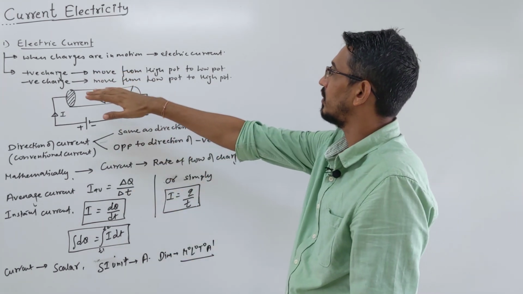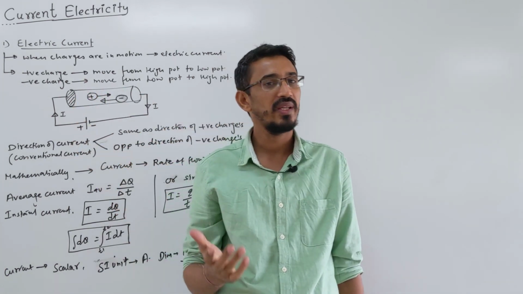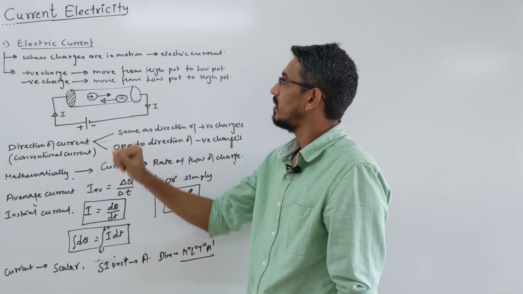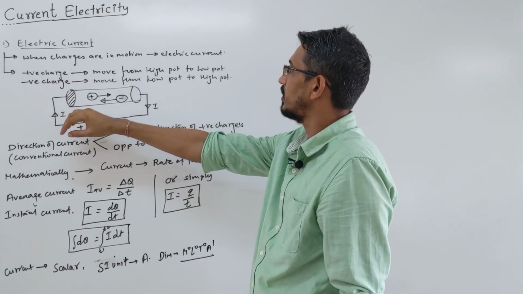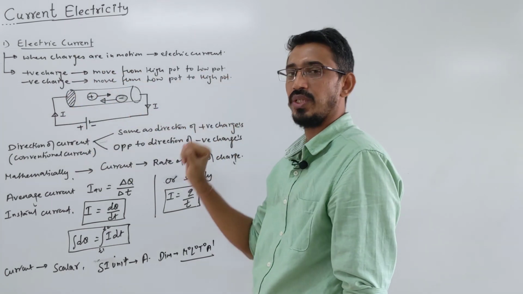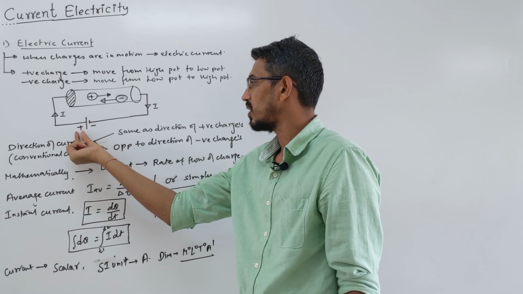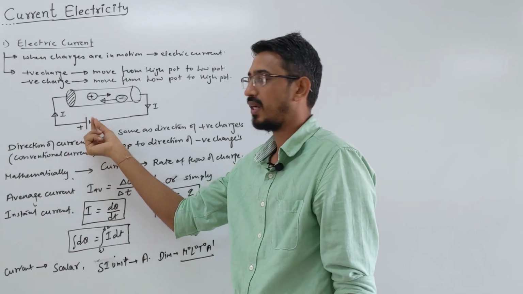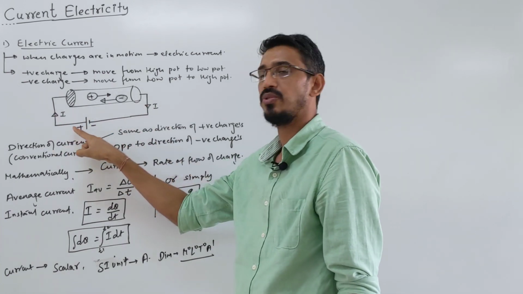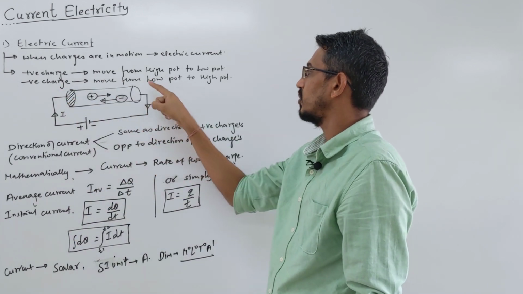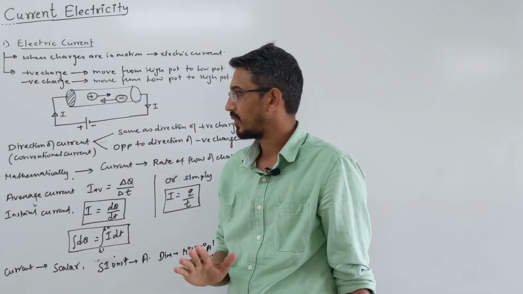Once more, when charges are moving, they will produce what? Electric current. Yes. So positive charge, how do they move? They move from high potential to low potential. In case of a battery, high potential means positive terminal, low potential means negative terminal. So positive charges are moving from here to here. And negative charge moves from low potential to high potential, opposite of this.